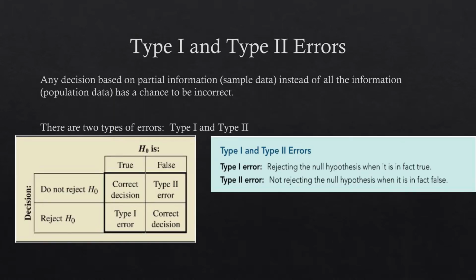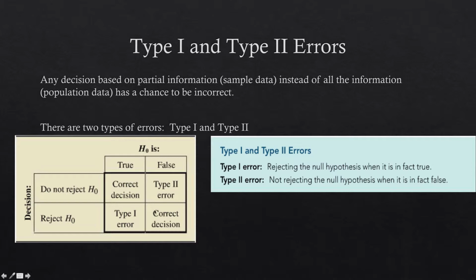So anytime you make a decision based on partial information, which is sample data, and we're making a lot of these decisions based on sample data, you have a chance to be incorrect. I mean, you have two types of errors typically with these hypothesis tests. You have a type 1 and type 2. And a type 1 is when you reject the null when it's actually true. Type 2 is not rejecting the null when it's false.